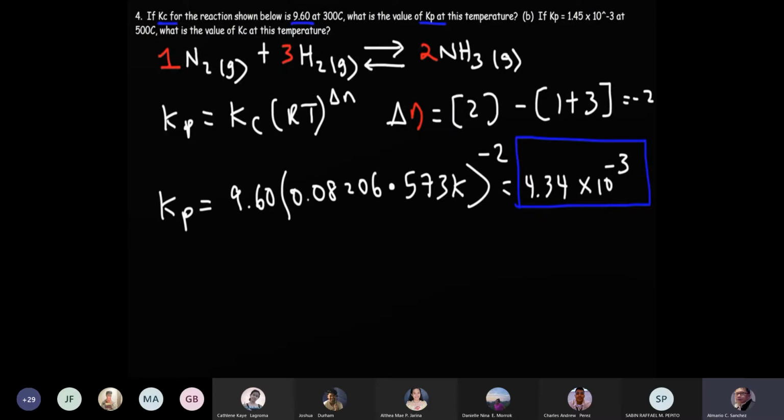Now let's calculate the value of Kc. So how can we do that? Kc is going to be Kp divided by RT raised to the delta N. So that's the formula we need to get Kc.